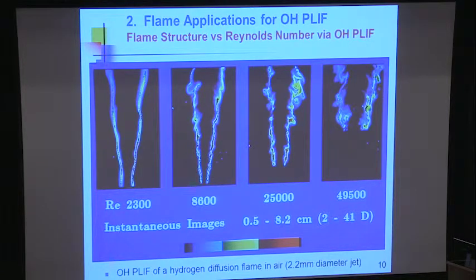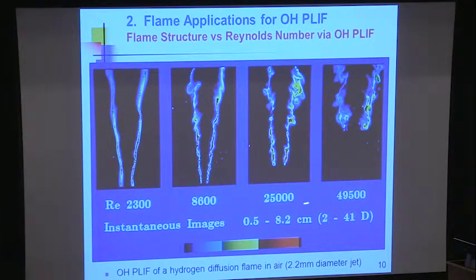We don't know what the temperature is. We don't exactly know what Q is, but the signals are quantitative in time, quantitative in space, but the conversion of the signal to the OH mole fraction is tricky. So sometimes, though, you only want to look at the flame structure. So there's the flame structure.